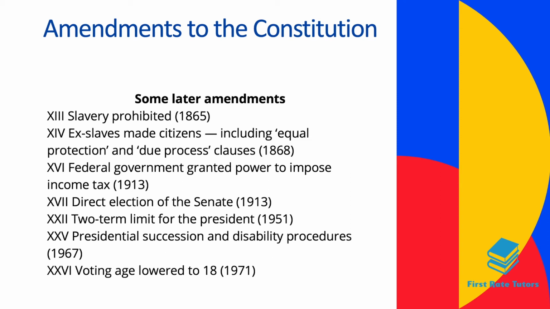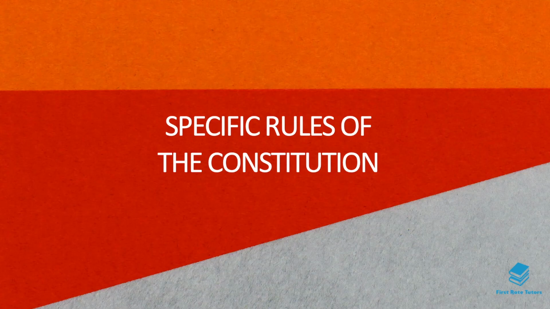The federal government was granted the power to impose income tax in 1913. There was the direct election of the Senate in 1913. There was a 2-term limit for the president, which was imposed in 1951. Presidential succession and disability procedures were outlined in 1967, and the voting age was lowered to 18 in 1971.